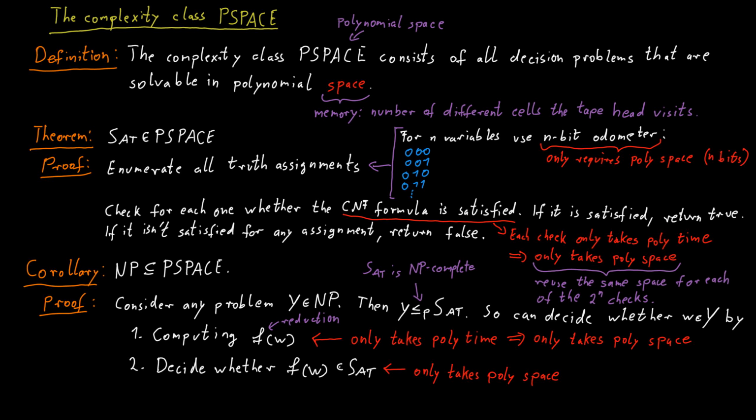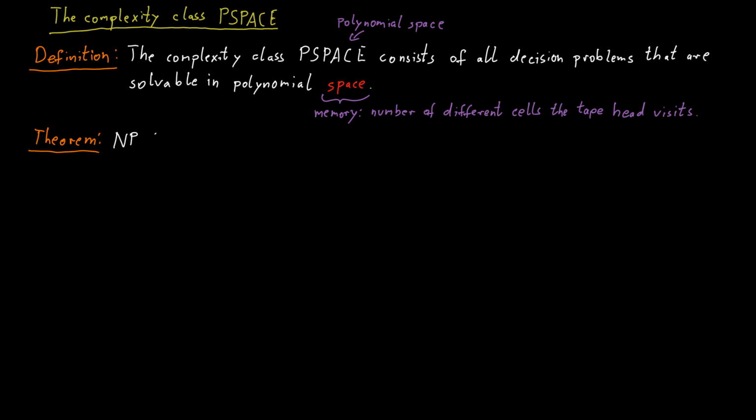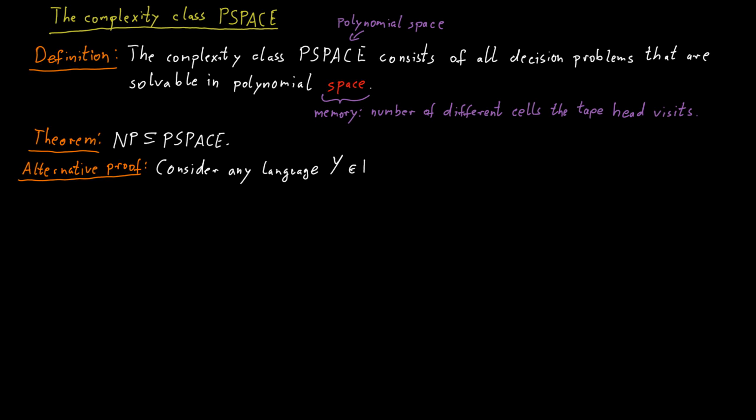There's a more abstract argument on why NP is contained in PSPACE. It sort of follows a similar line of thinking, but rather than using a specific problem like satisfiability for this argument, we use the definition of NP itself. So NP is the class of decision problems for which we have certificates and efficient verifiers. And these certificates have polynomial length.